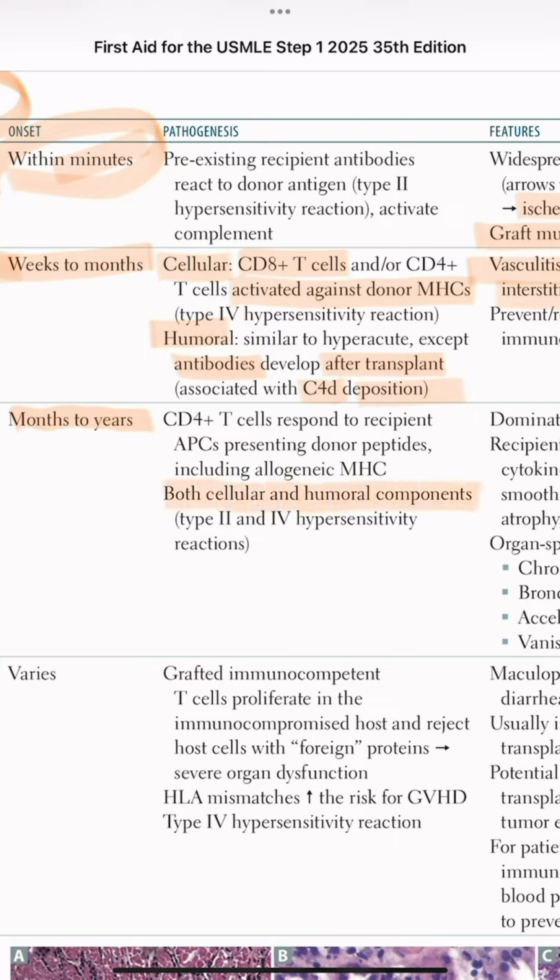And what's happening here is both cellular and humoral components are being attacked. So type 2 and type 4 hypersensitivity reaction is going on, and you are basically seeing dominated arteriosclerosis, where recipient T cells react and secrete cytokines.